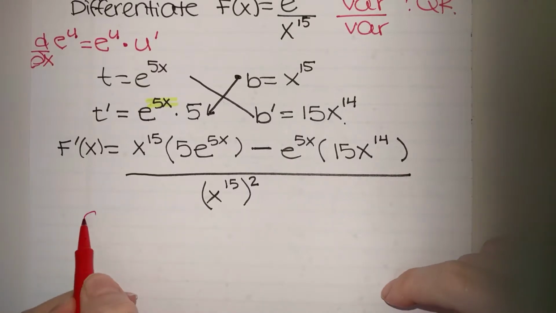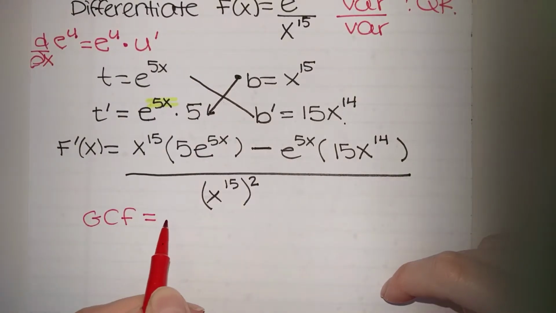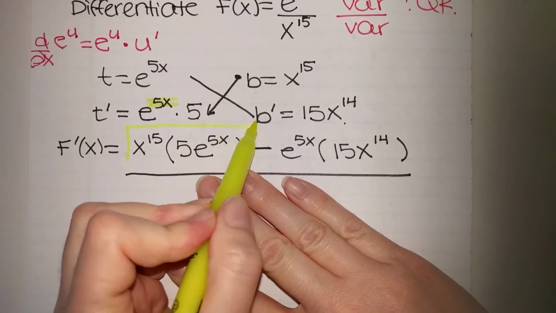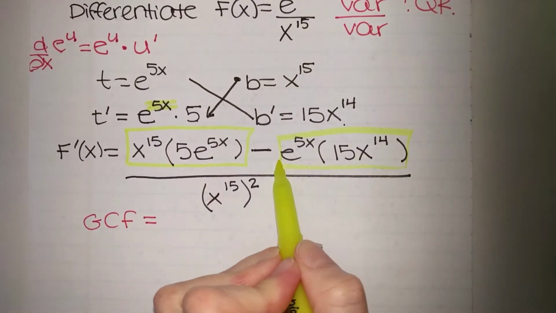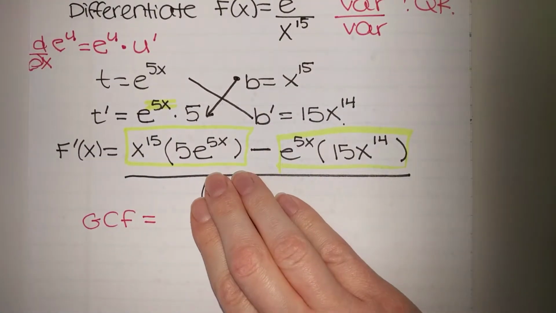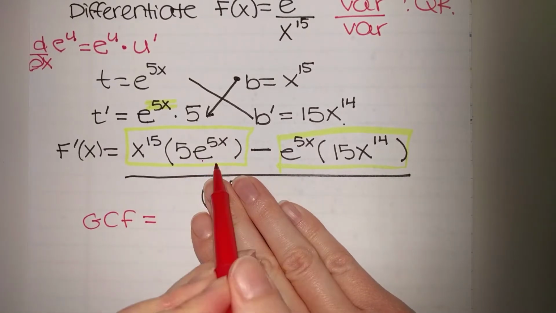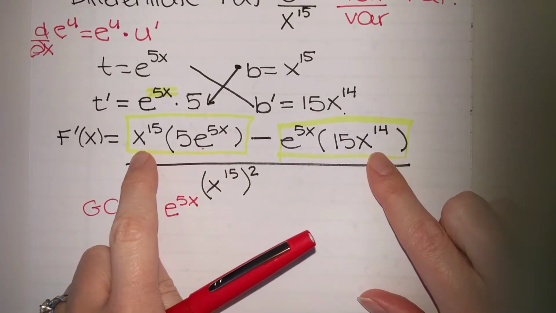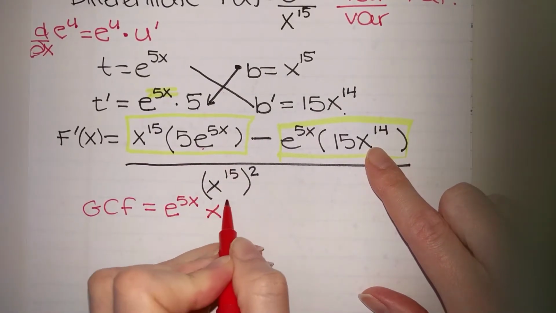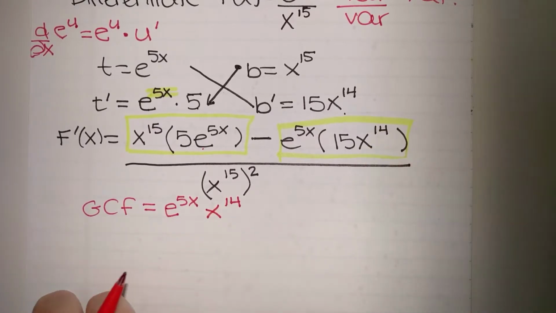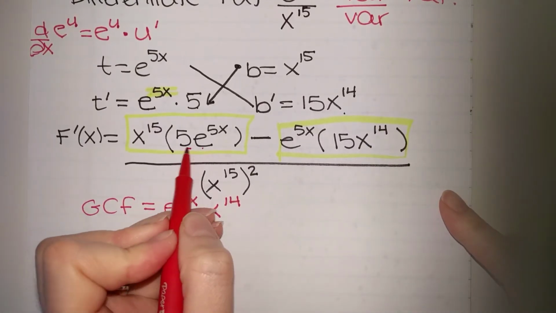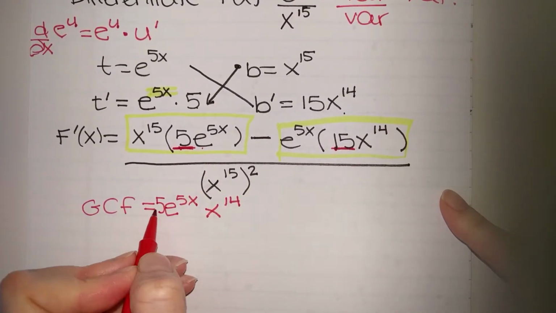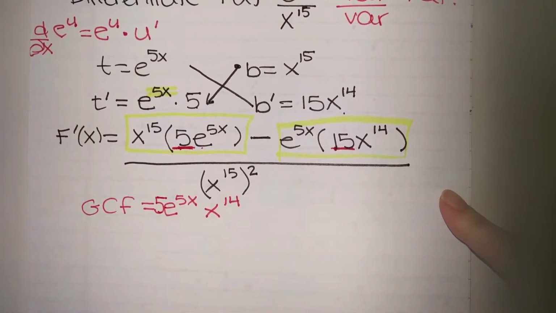So what we want to do is we either want to distribute or think about our GCF. If we just look at the numerator here, we have two terms. We have the term before the minus sign and the term after the minus sign. When you look at those two terms, they both have this e to the 5x, so that would be part of the GCF. And then also, they have an x to the 15th, x to the 14th. The smallest exponent would be x to the 14th power. Now, it is also true, if you look at the numbers here, you have 5 and 15. They have a common factor of 5. So that is also part of our GCF.